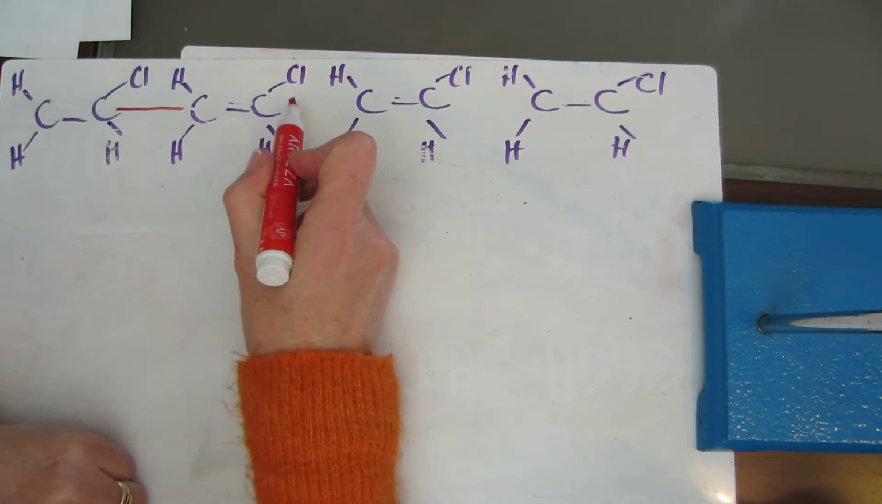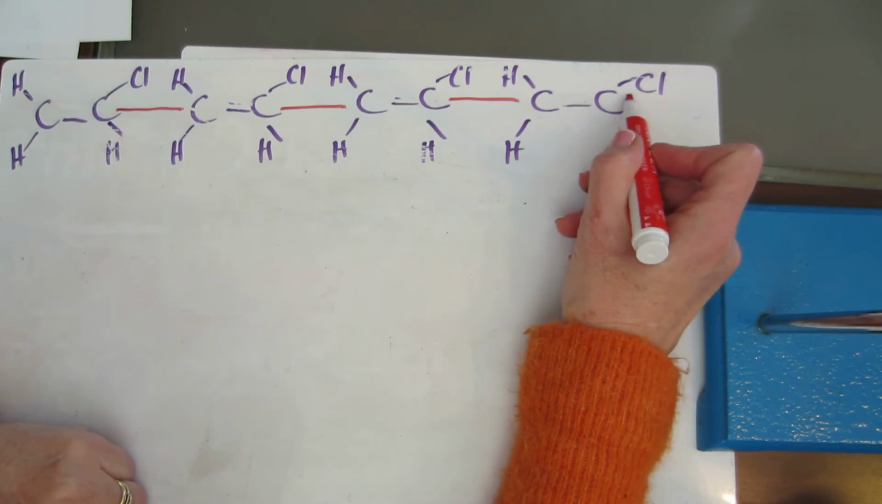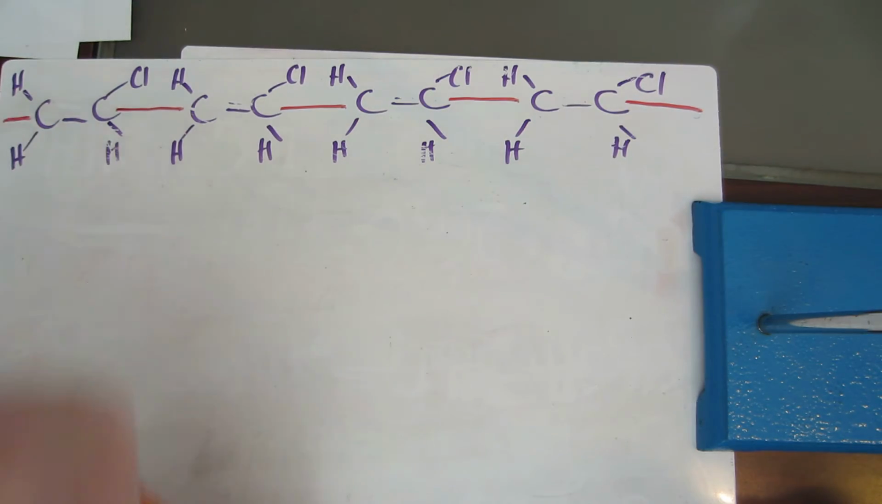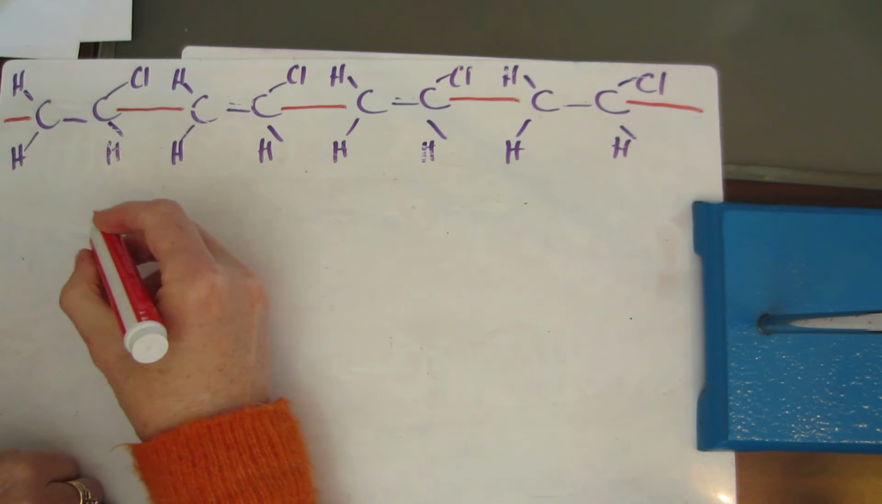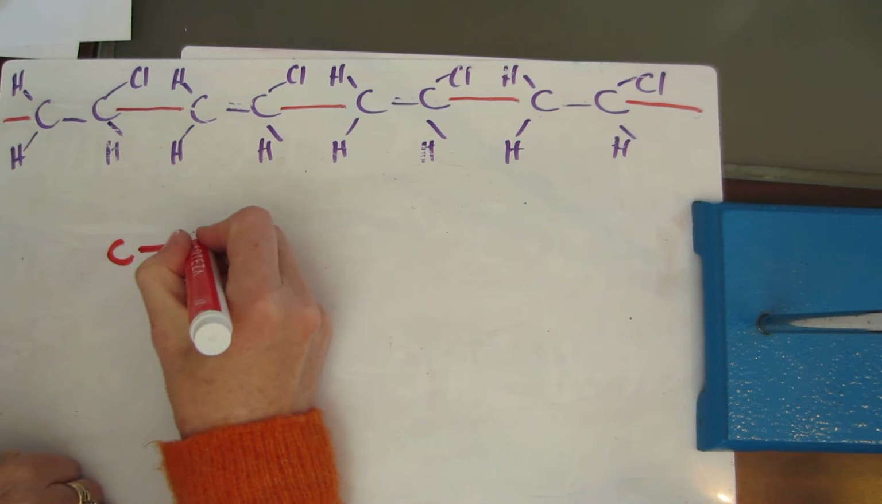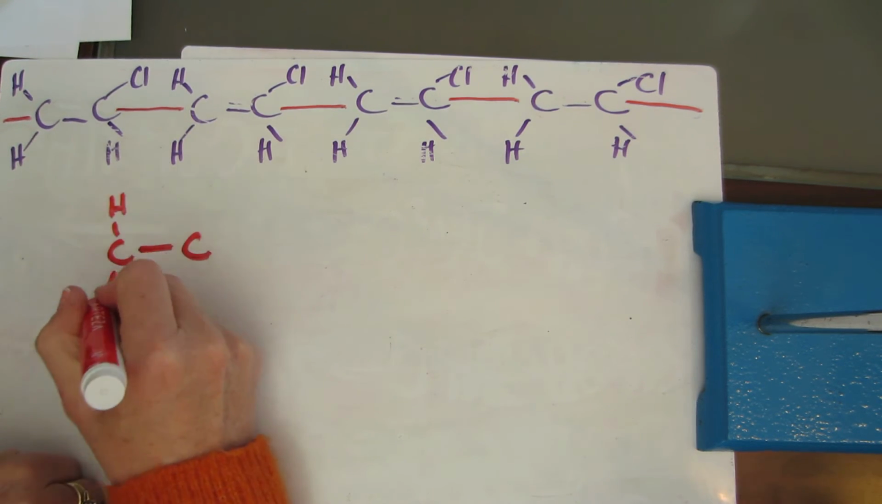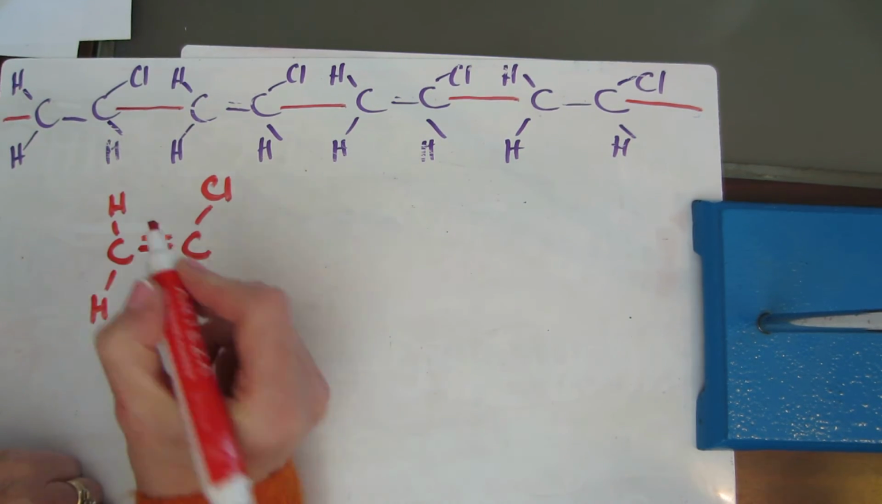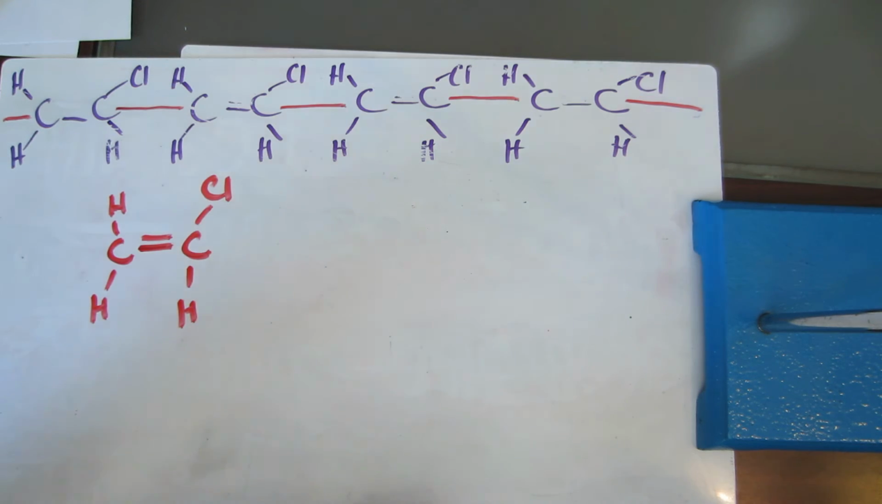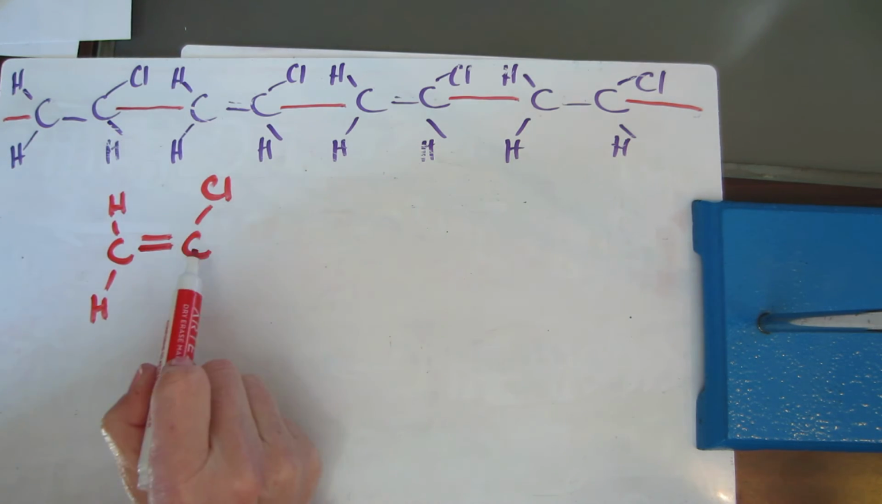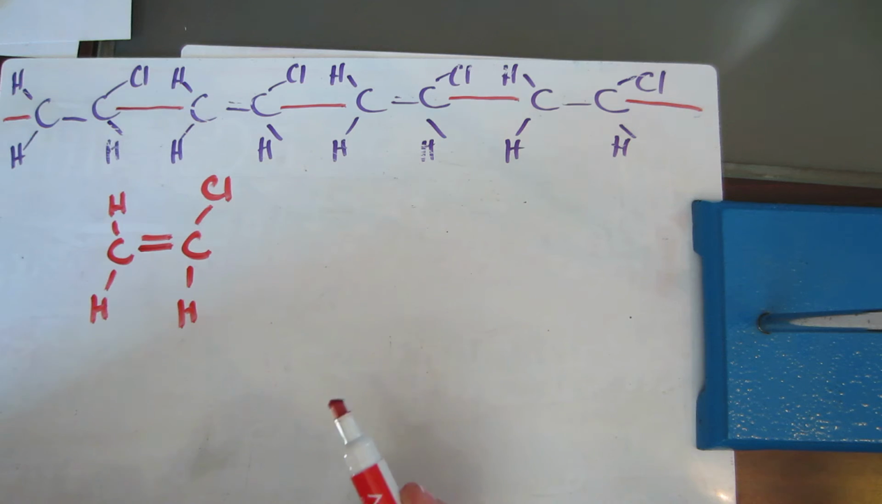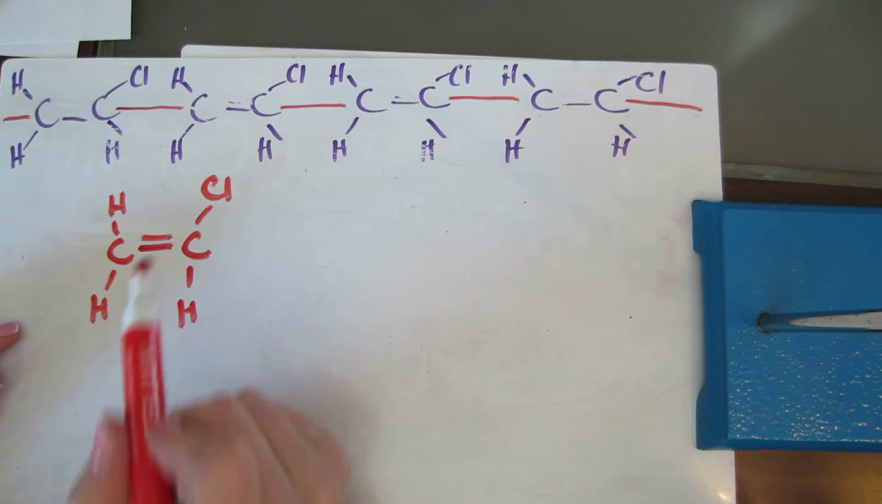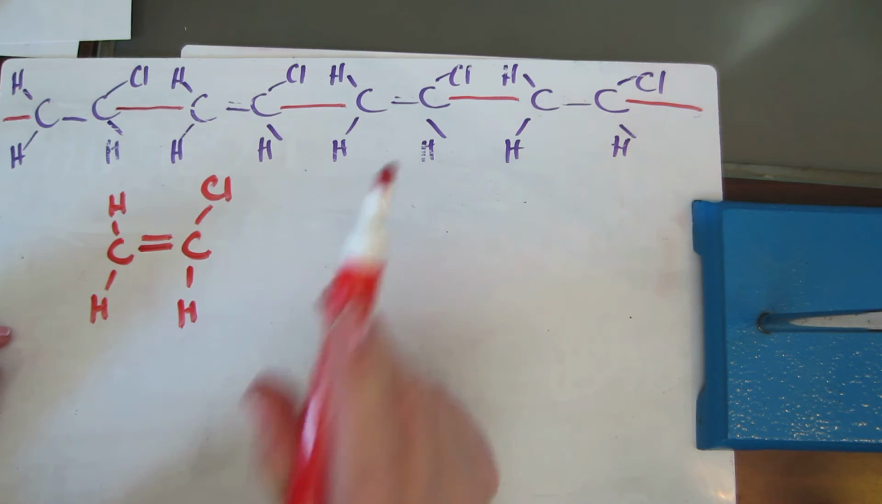So I could come up with something like this. My long chain polymer beginning to form. So how could I write it down? So I'd write down, this was my monomer, okay, chloroethene, in case you want to know. It's a monomer, and many of these can join together to make a polymer.